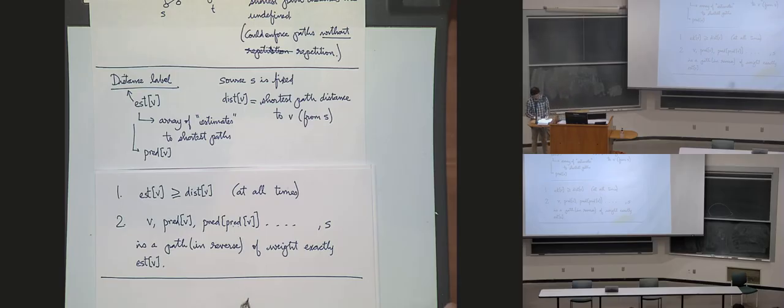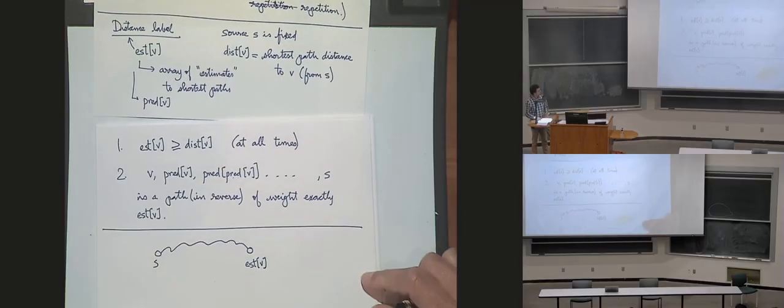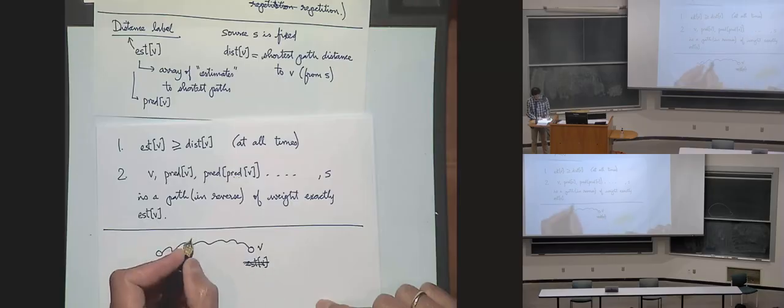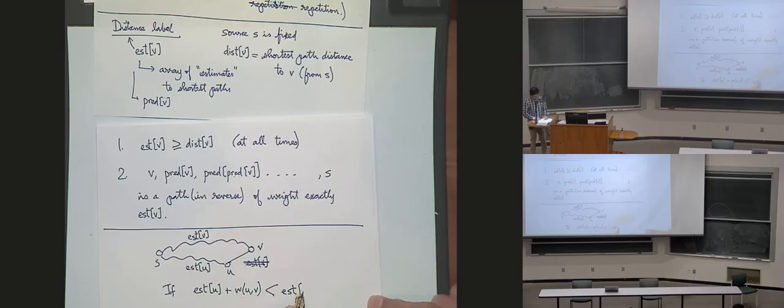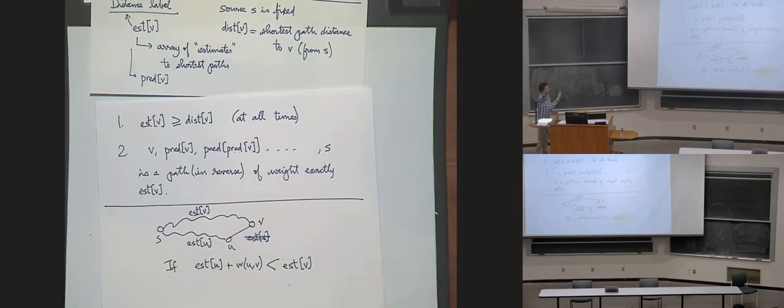So suppose you have some estimate of V. You know that there is some path from S to V, and this weight is exactly the estimate of V. Now suppose you have a neighbor U. You know that there is a path from S to U of length estimate of U. So if estimate of U plus the weight of UV is strictly smaller than estimate of V, then I've discovered a shorter path.